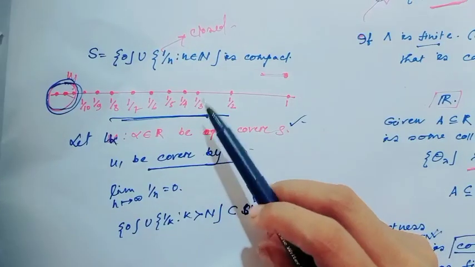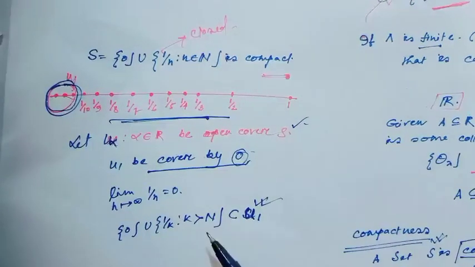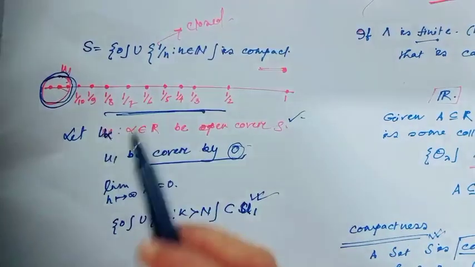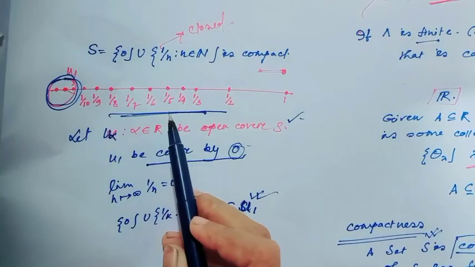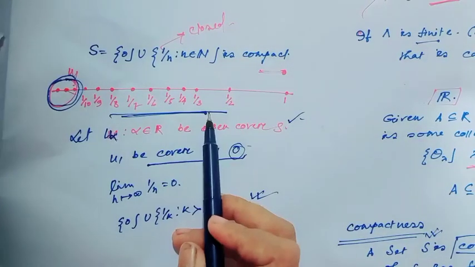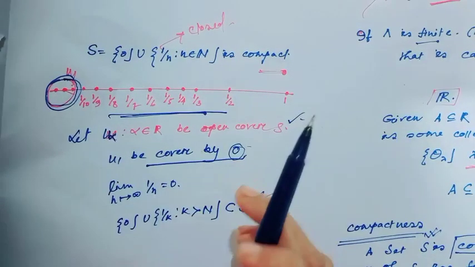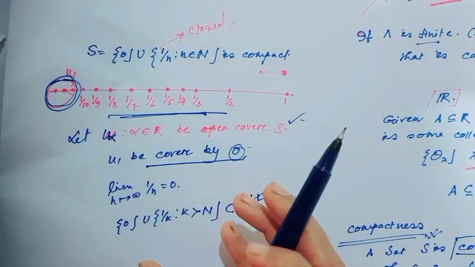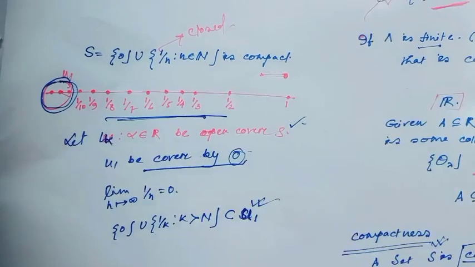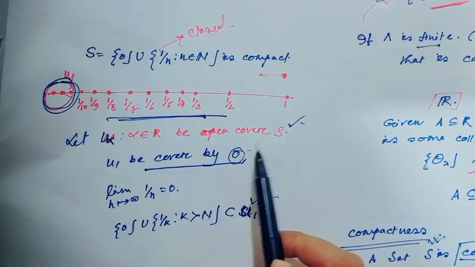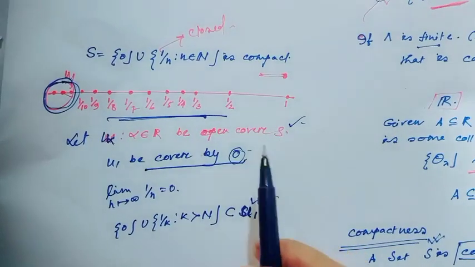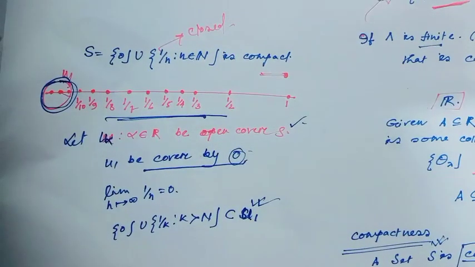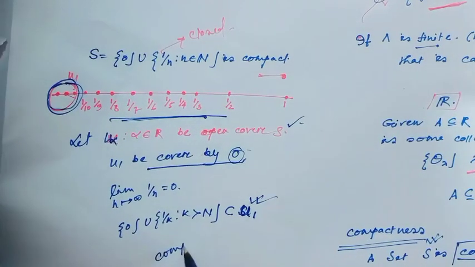That means this set contains infinitely many elements, so there exist only finitely many remaining elements, and finitely many elements are always covered by finitely many open intervals. So here every open cover has a finite subcover. So obviously this set is a compact set.